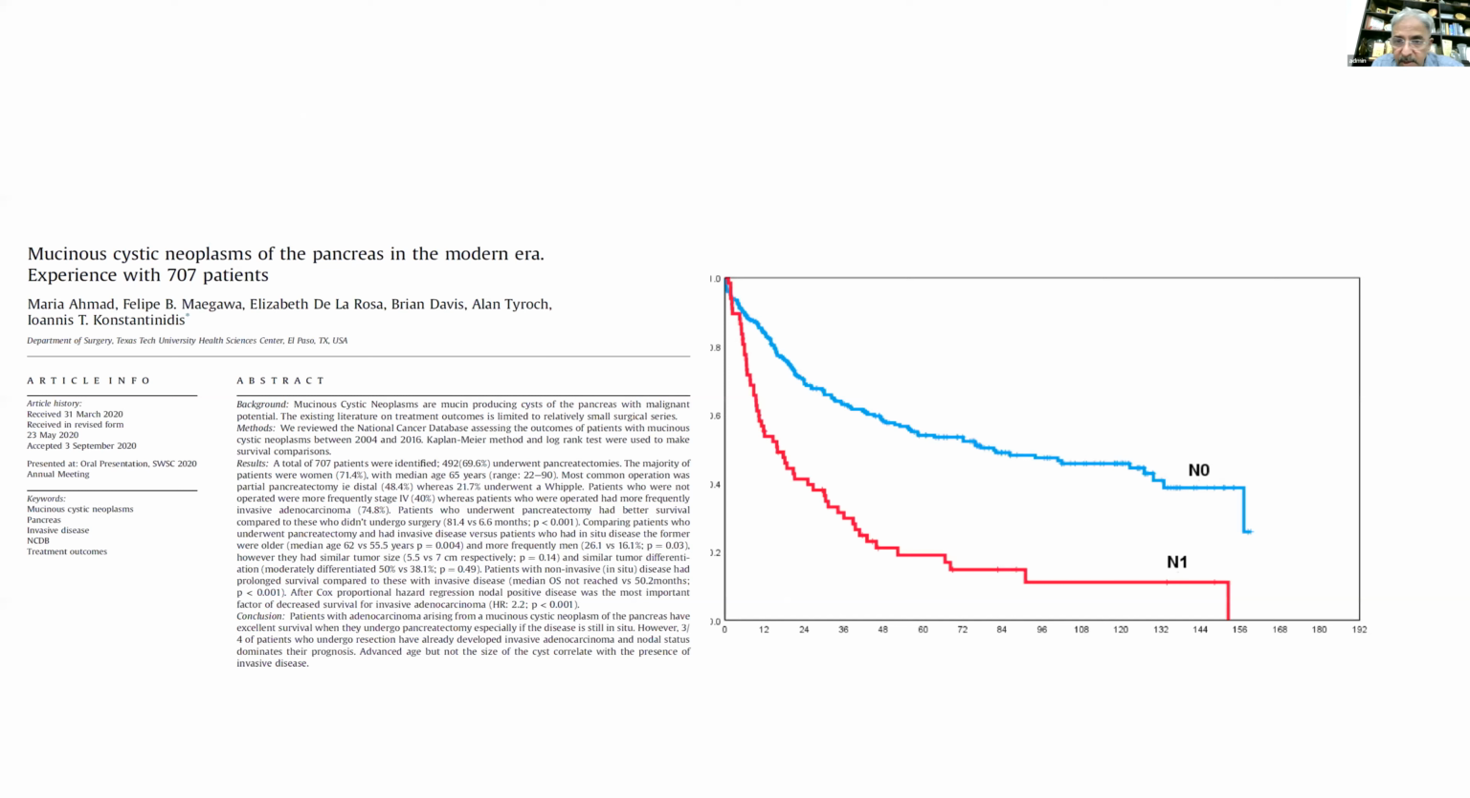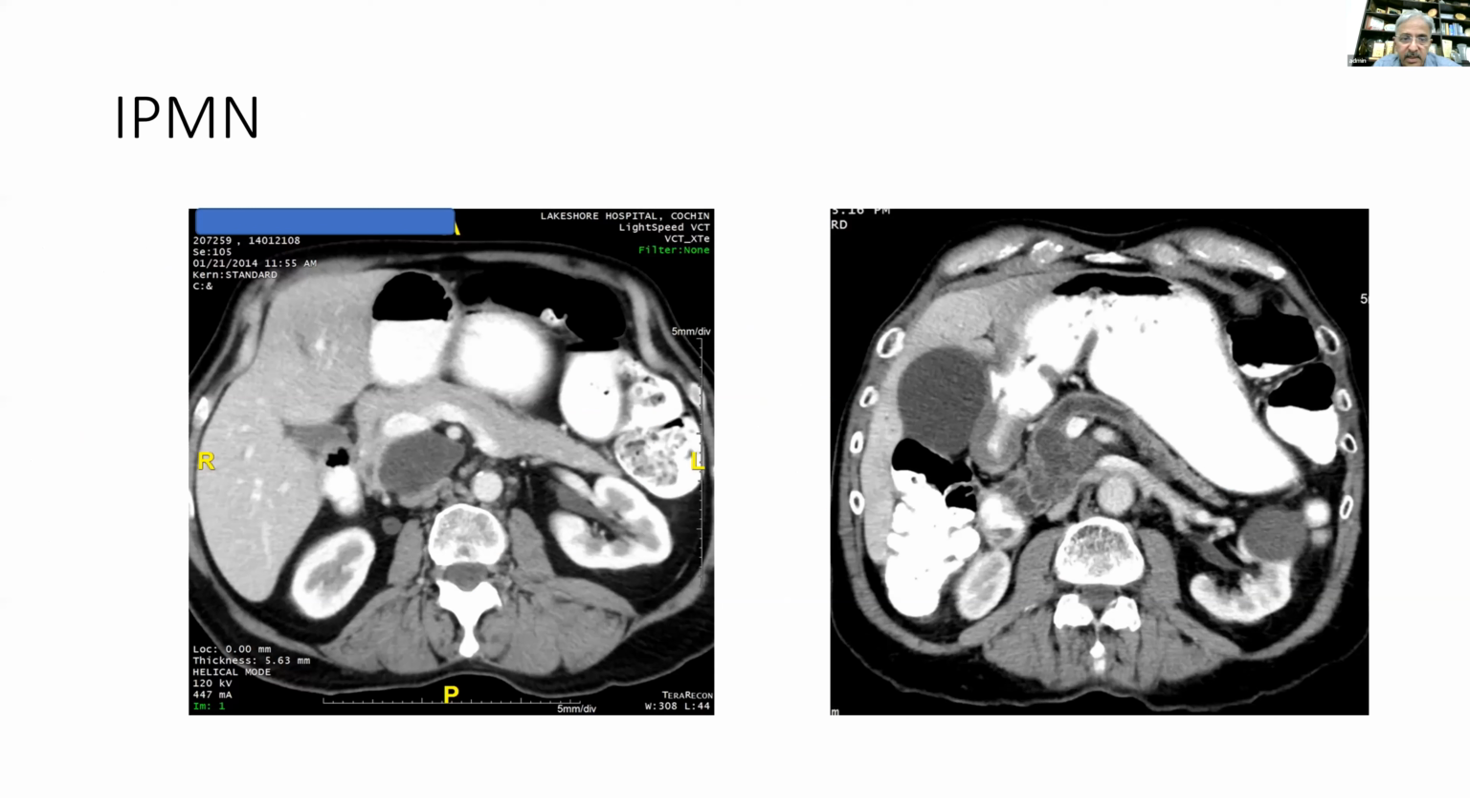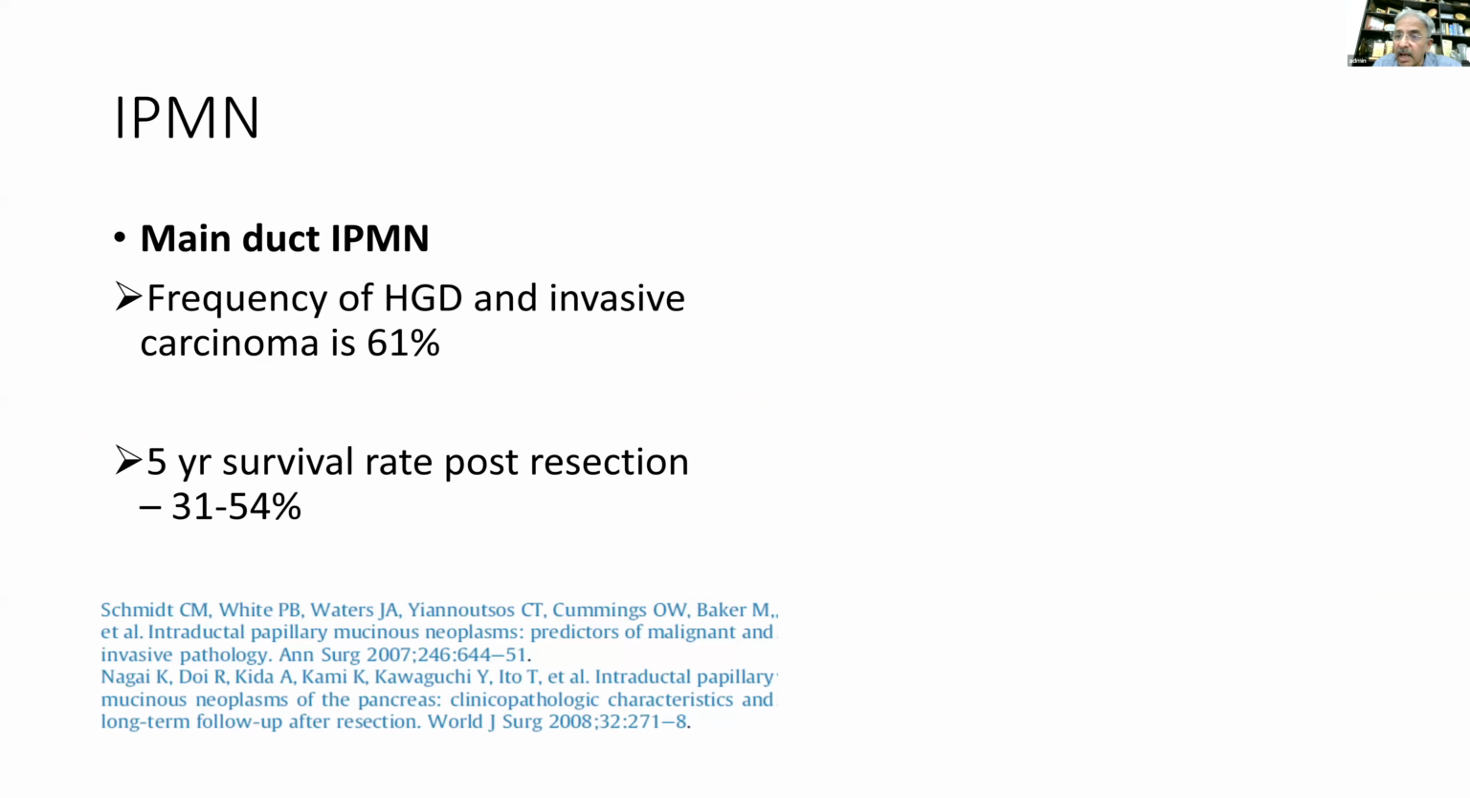IPMN is not so common in India, but it's certainly not uncommon. This is a typical patient of a main duct IPMN on the right and a branch duct IPMN in the uncinate process on the left. The main concern is the high frequency of high-grade dysplasia and invasive carcinoma. If you resect the patients in time, you have a good survival rate.